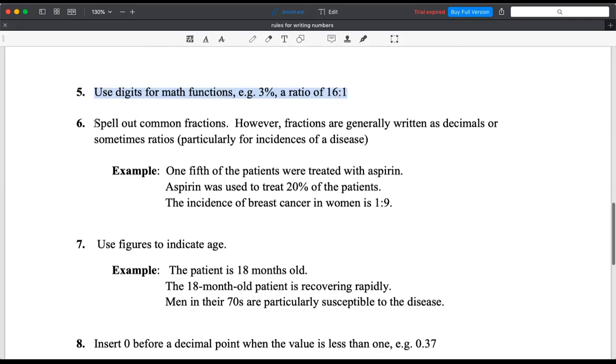Rule number 6: we spell out common fractions. However, fractions are generally written very much the same as in math, as decimals or sometimes ratios, particularly for the incidence of a disease. I would say one-fifth of the patients were treated with aspirin, or aspirin was used to treat 20% of the patients, or the incidence of breast cancer in women is 1.9.